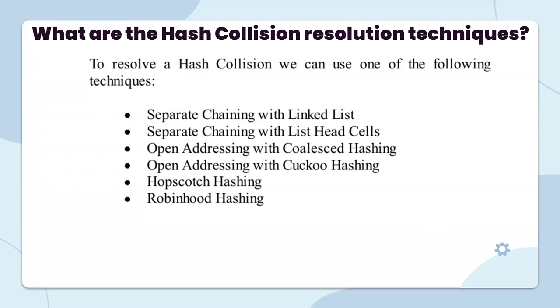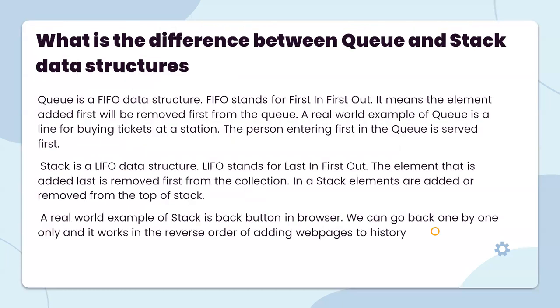Separate chaining with the linked list, separate chaining with the linked head cell, open addressing with coalesced hashing. Okay, some more. Let's read it. Robin Hood hashing, hopscotch hashing. Like that.